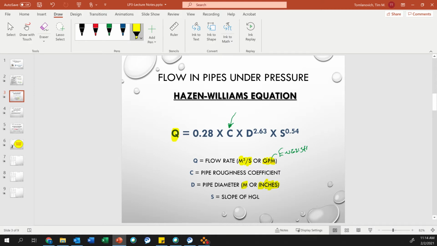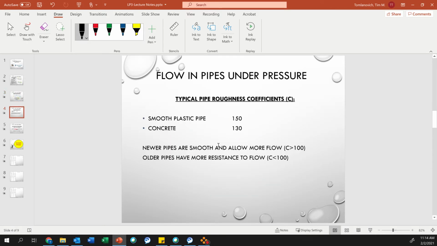Because if we look, head loss divided by length is meters per meter, feet per feet, inches per inch. It doesn't matter. It's a unitless number. Make sure the units are consistent, okay? Make sure the units are consistent.